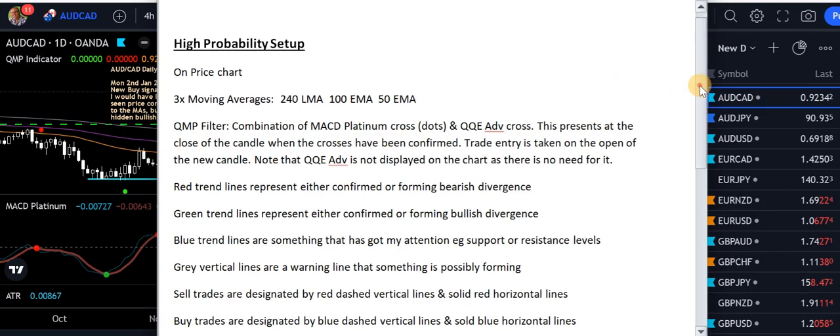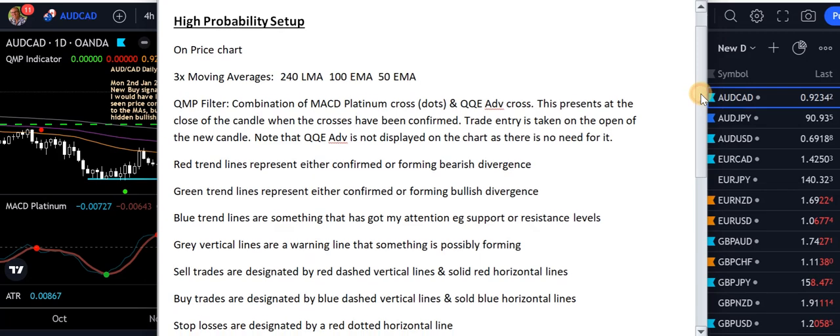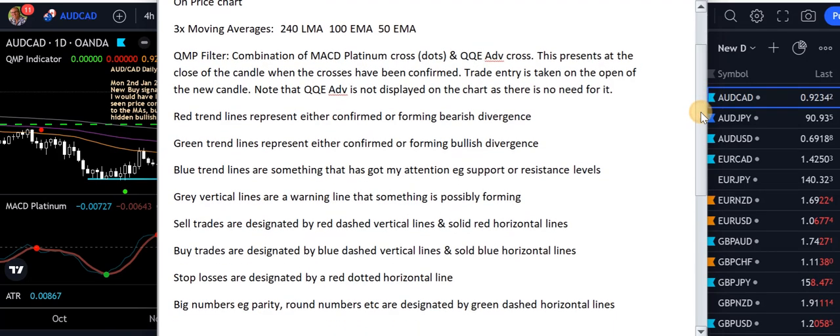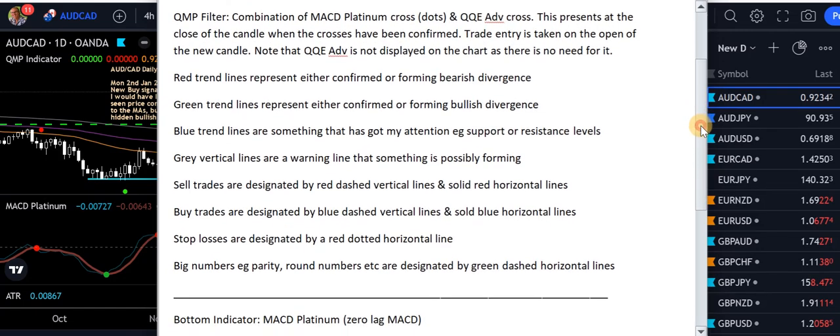If you read my books, you know exactly what they are. If you watch any more videos, you'll know what they are. You see lots of lines on the charts. This just explains what all the different coloured lines are.